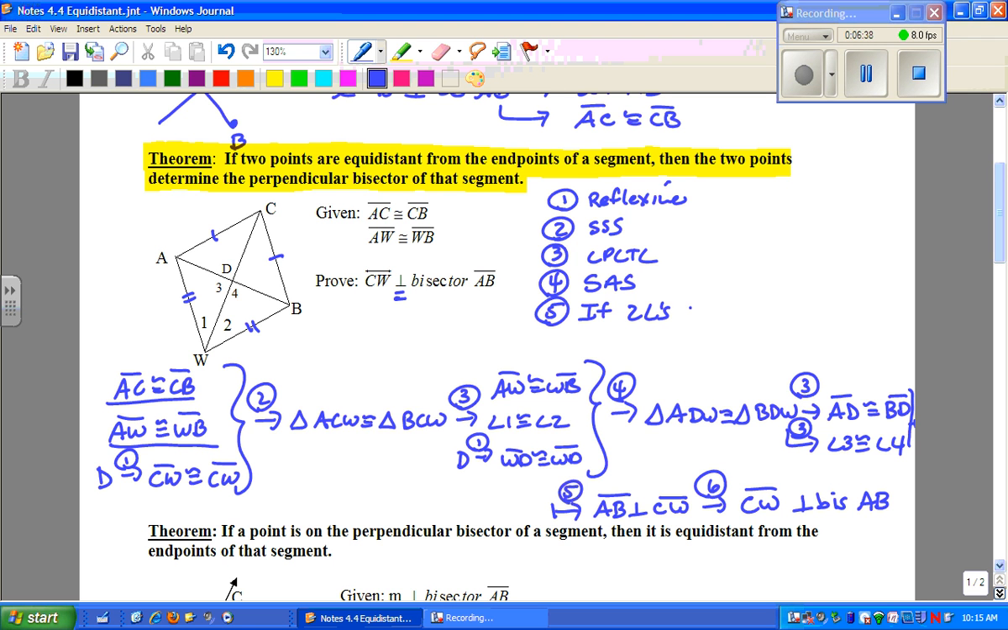5 was that rule: if 2 angles are supplementary and congruent, then the lines are perpendicular. And 6 would be definition of perpendicular bisector. Not too bad, but I would never do my proof this way.